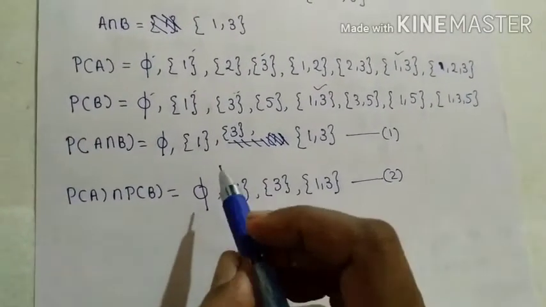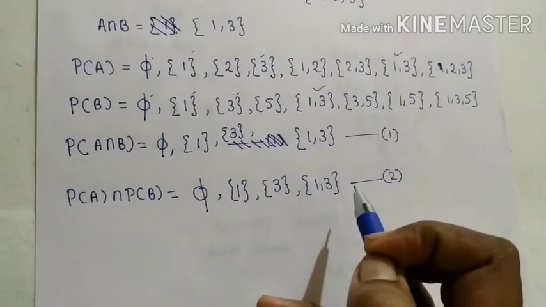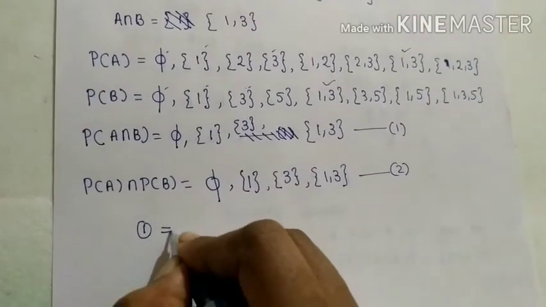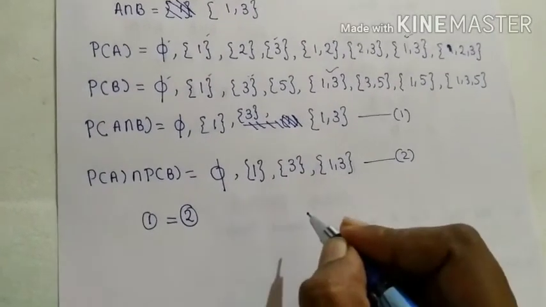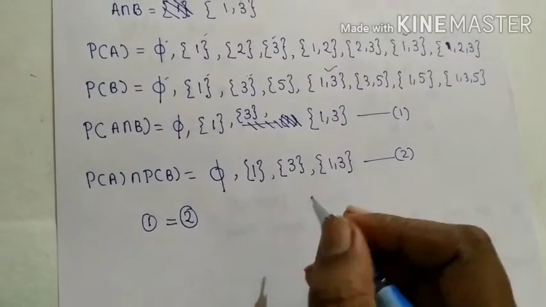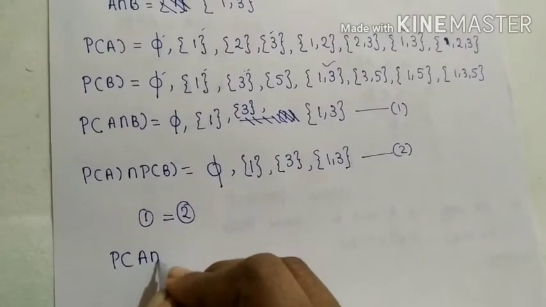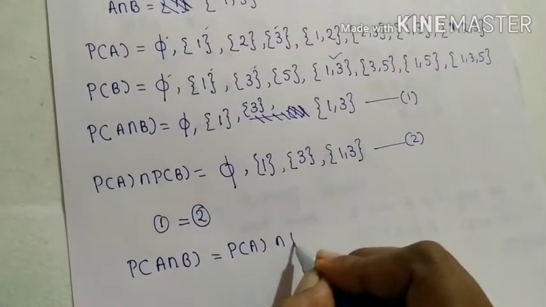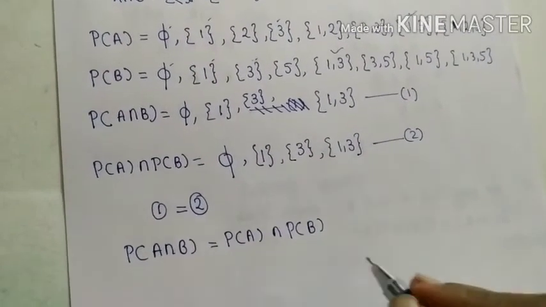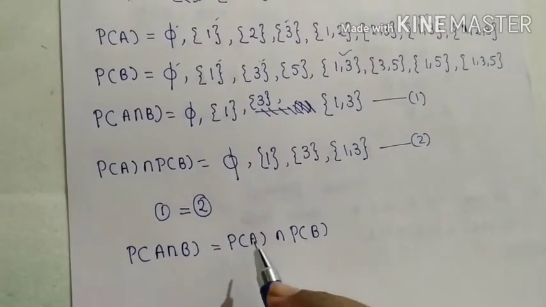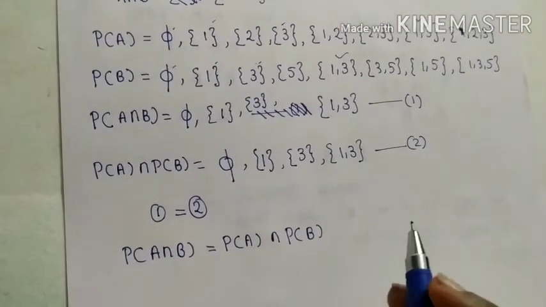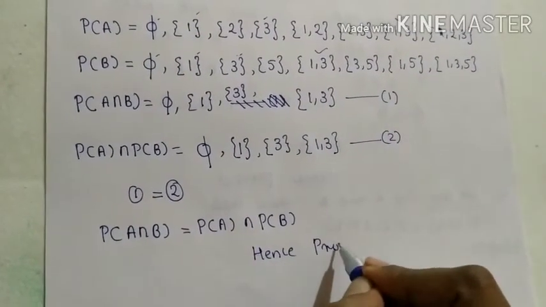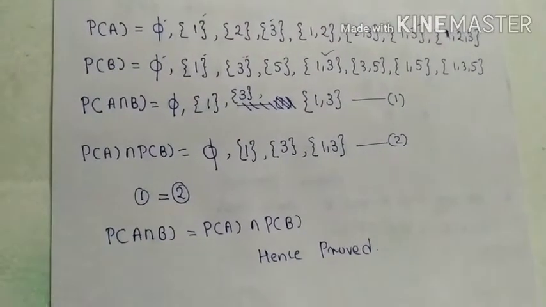If you observe equation number 1 and equation number 2, both are equal, right? So we can write equation number 1 equal to equation number 2. So we found P of A intersection B equals P of A intersection P of B. Power set of A intersection B equals power set of A intersection power set of B. Hence, proved. I hope you understood.